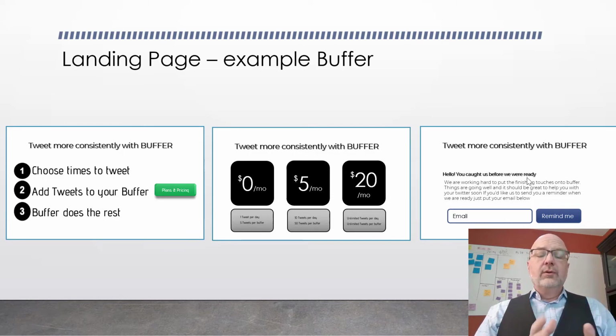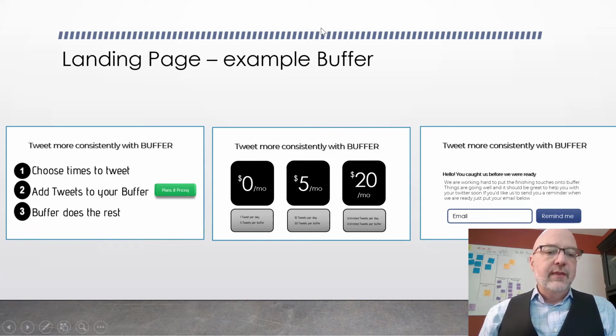So not only are they proving the concept, look at this, look what they're doing here. They're proving that people care. People clicked to find out about pricing. That means they cared. They're getting pricing information. What are possible price points that people would be interested in buying in at?